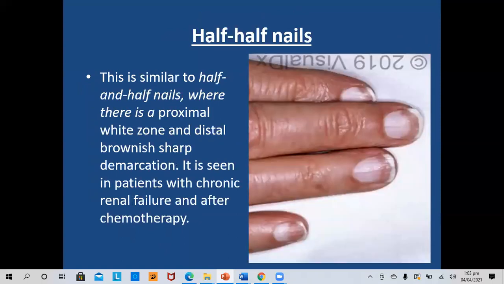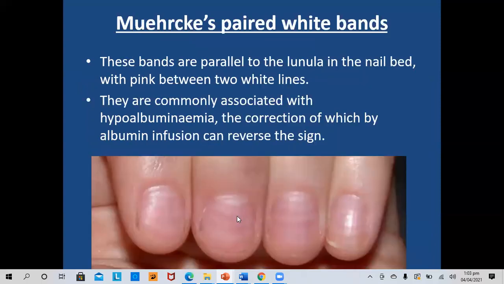Half nails. These are half white and half pink nails. The proximal half is white, the distal is a brown shade. This is seen in chronic renal failure and after chemotherapy.